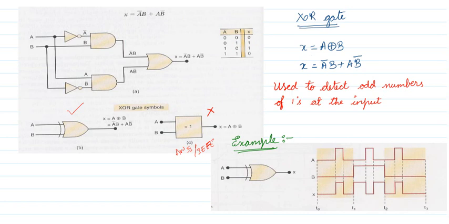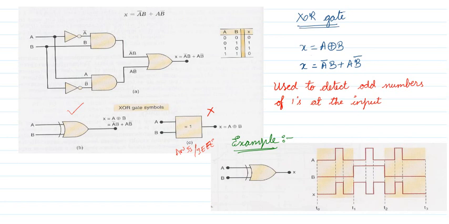A and B are the inputs. So, this is the gates we have. This is the A input, this is the B input. When both are 0, the output is 0. When here it is 1 and here it is 0, the output is 1. Both are 0, it is 0. Here A is 0, B is 1, so the output is 1. A is 1, B is 1, the output is 0. A is 0, B is 1, the output is 1. So this is the example.